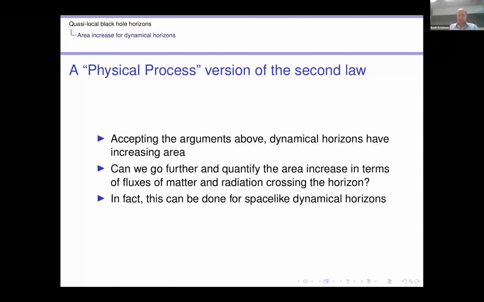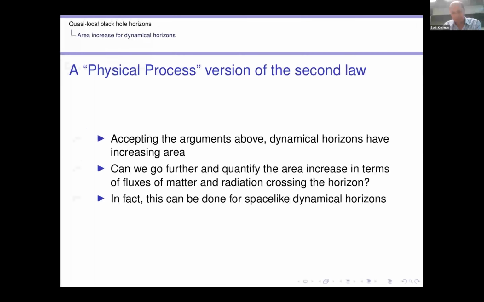So let me now change track a little bit. Even if you accept all of these proofs of the area increase law, this shows you that the area of a dynamical horizon is monotonic. So it will be increasing or decreasing depending upon what choice you make for the time. But still, can you go further?